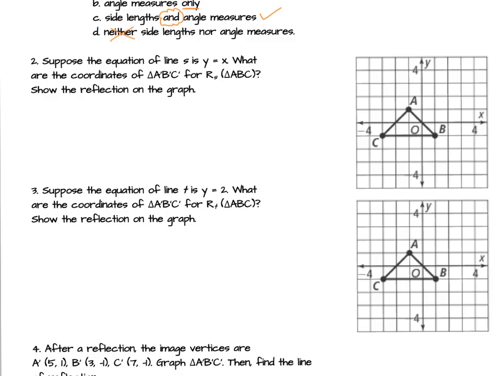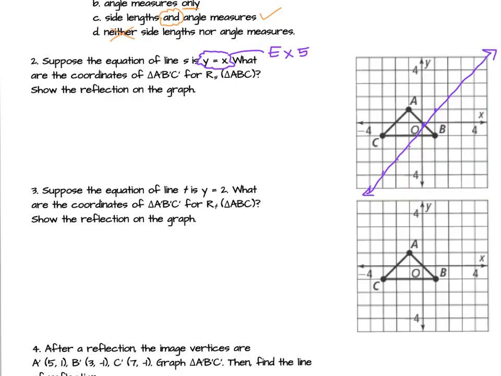For question 2, I had to zoom out a little bit. It says suppose the equation of line S is y equals x. So if you remember yesterday, y equals x was the line we got in example 5 of our notes. That meant it went through 0, 0, and the slope was up 1 over 1, up 1 over 1. You should have a line like this drawn on your paper. So draw in that reflecting line, y equals x.